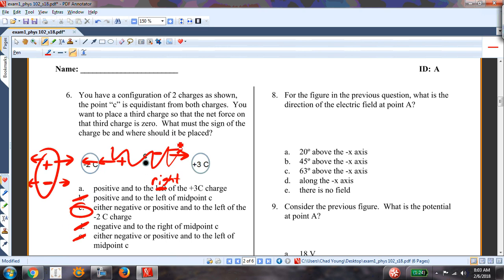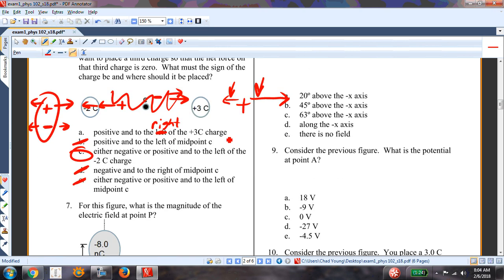But if I tried to put, say, a positive charge over here, it would be attracted to the -2 charge, but repelled from the +3, but with a bigger amount because I'm closer to the bigger charge. And so this force will always be bigger than this force. The force due to the +3 charge is going to be bigger than the force due to the -2 Coulomb charge. Okay, let's look at this.